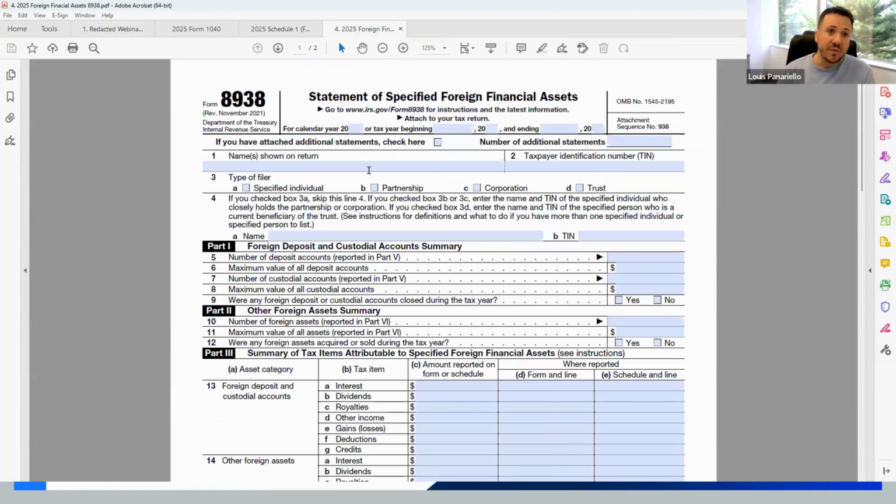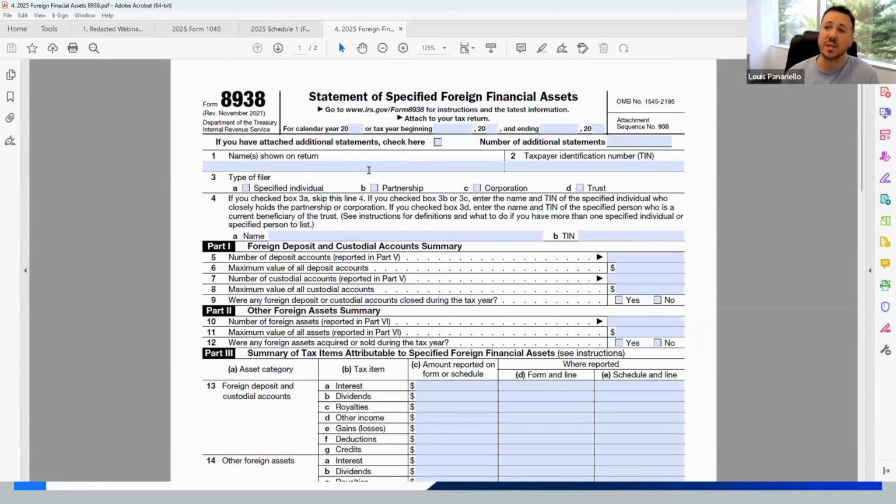The threshold for Form 8938 is if the foreign assets had a value of $100,000 at any point during the tax year, or if it was $150,000 to end the year. And that's for married filing jointly. If it's a single taxpayer, it's $75,000 at any point or $50,000 to end the tax year. Okay, so those are the thresholds for filing 8938.